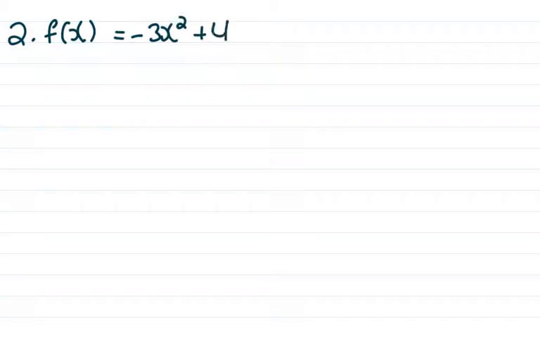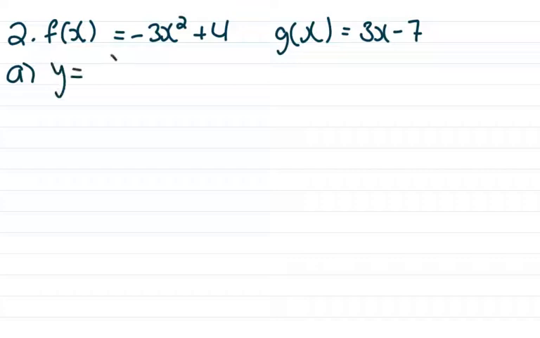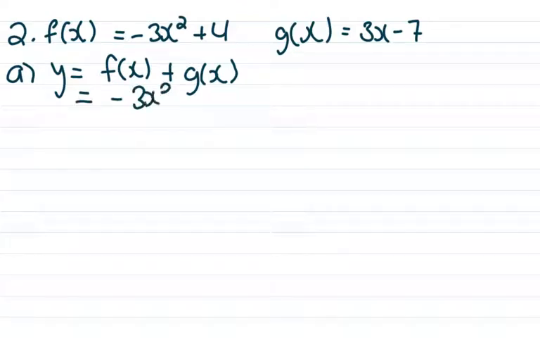All right, number 2, I'm going to give you two new functions. F of x equals negative 3x squared plus 4, and g of x equals 3x minus 7. So now I have an x squared in there and an x, so I'm going to end up with a quadratic in the end. So letter A, we will add f of x and g of x. So f of x is negative 3x squared plus 4 plus g of x, which is 3x minus 7.